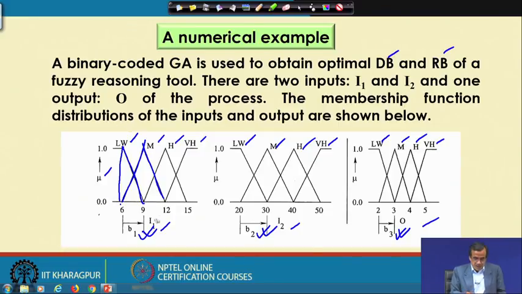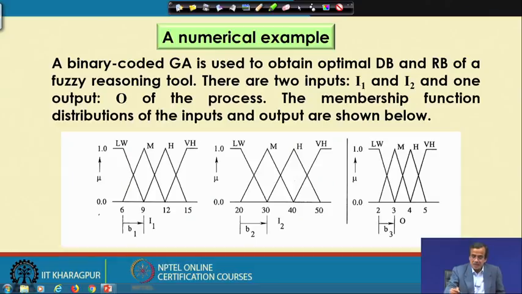Now, here we can see for I1 we have put some numerical values like 6, 9, 12 and 15, and as I told we have considered the symmetrical membership function distribution. Similarly, for I2 the numerical values are 20, 30, 40 and 50, and for this particular output the numerical values are 2, 3, 4 and 5. They are having their respective units and respective ranges.